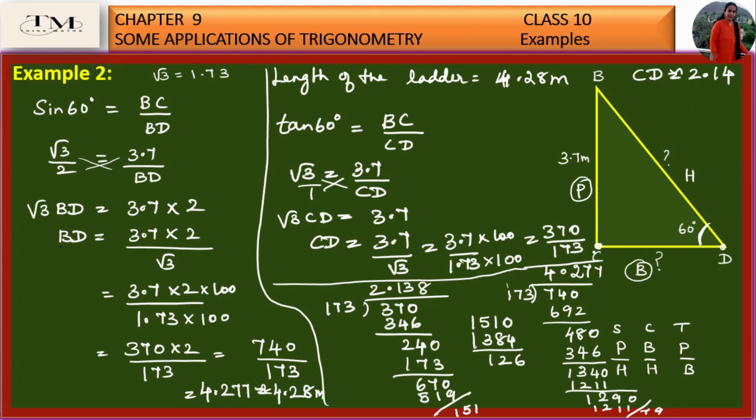So who is CD? The distance between the foot of the pole and the foot of the ladder. It is 2.14 meter. Okay children, I hope you can understand both the examples. Let us see the remaining examples in the next video.